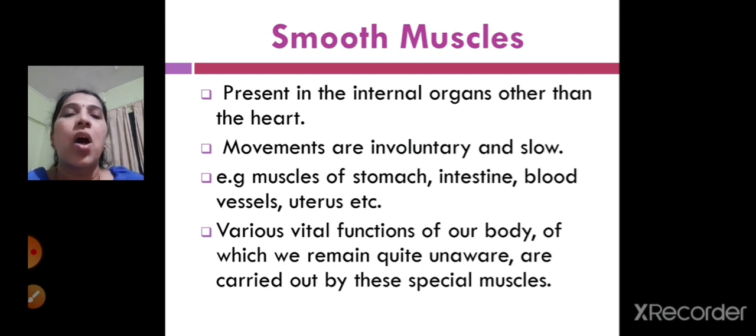And the last one we saw was the smooth muscles. The organs present inside our body other than the heart have smooth muscles. These movements are involuntary and they are slow, like your blood vessels, uterus, stomach, intestine. So these are the important functions of our body which are carried out by these special muscles. In the next session, children, we'll see more about our internal system. Till then, goodbye.